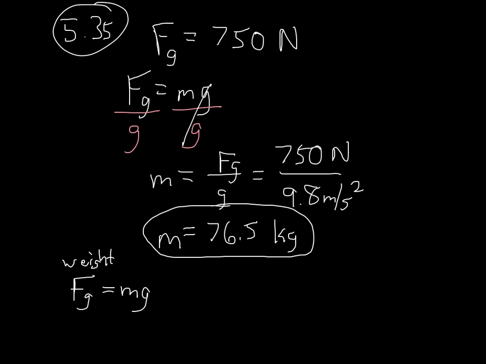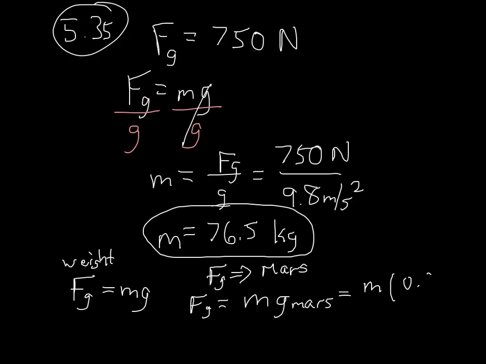Okay, so if I want to know his weight on Mars, his Fg is going to be equal to his mass, mass doesn't change, right, times the acceleration due to gravity on Mars. So I can do the mass. And what is g on Mars? They give it to you. 0.38 g.